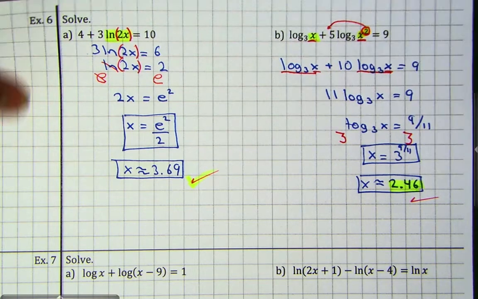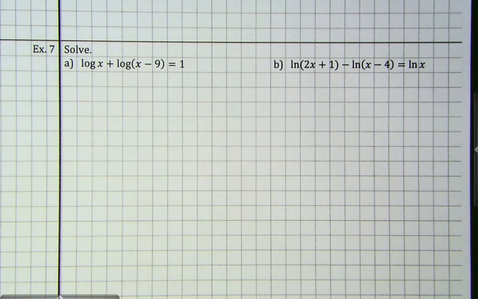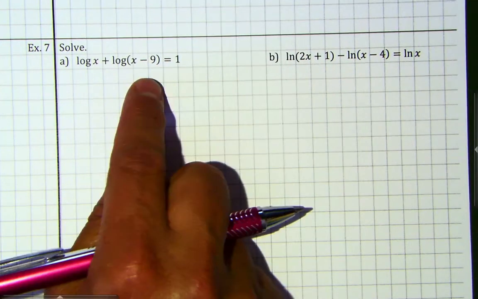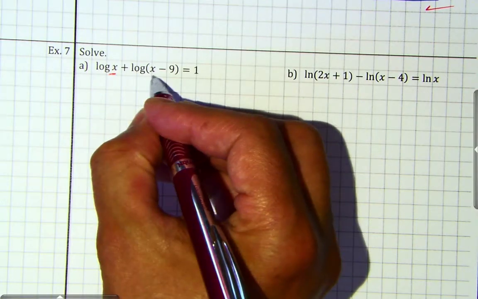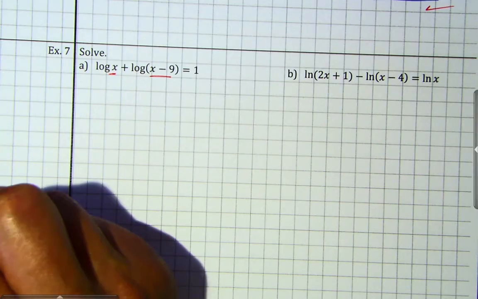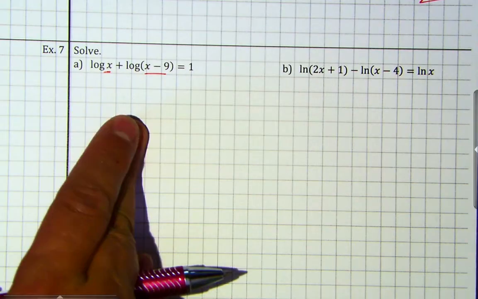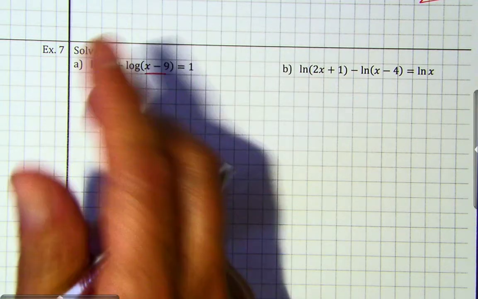Example number 7. Go and copy it down and we can solve it together. So now we have two logs and there's a plus in between. They're not the same log, so we can't combine like terms. So what we're going to do now, we're going to have to condense both logs into one. There's a plus in between, so both logs are going to become 1.